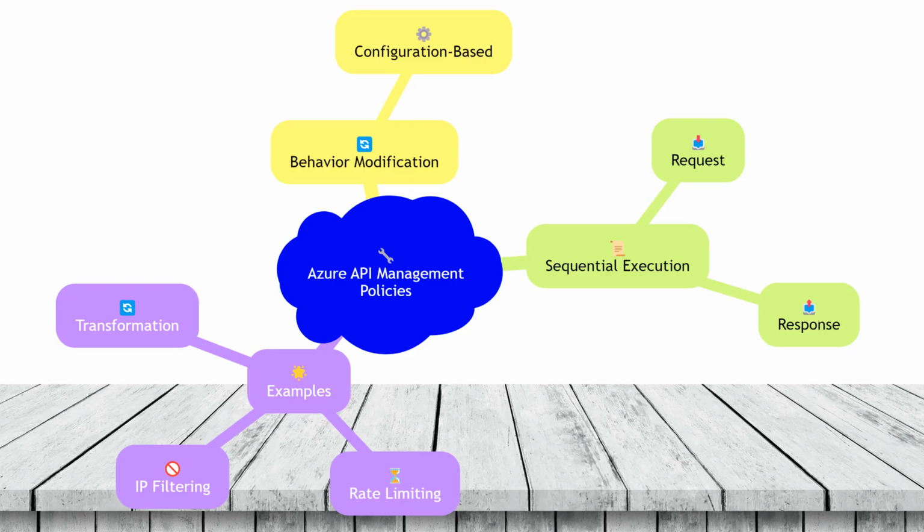Policies in Azure API Management are a powerful capability that allows you to change the behavior of the API through configuration. Policies are a collection of statements that are executed sequentially on the request or response of an API. Examples include rate limiting, IP filtering, and transformation of requests and responses.